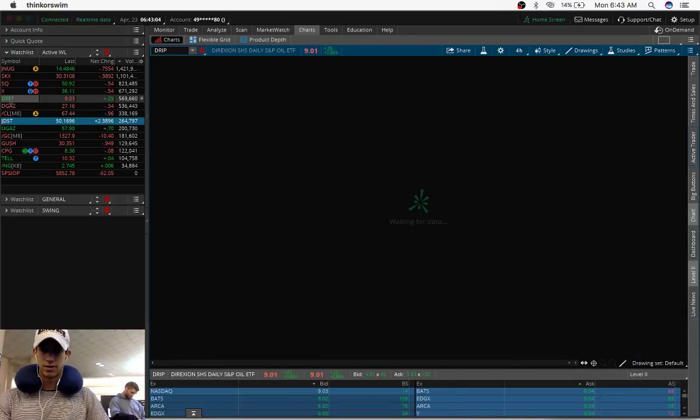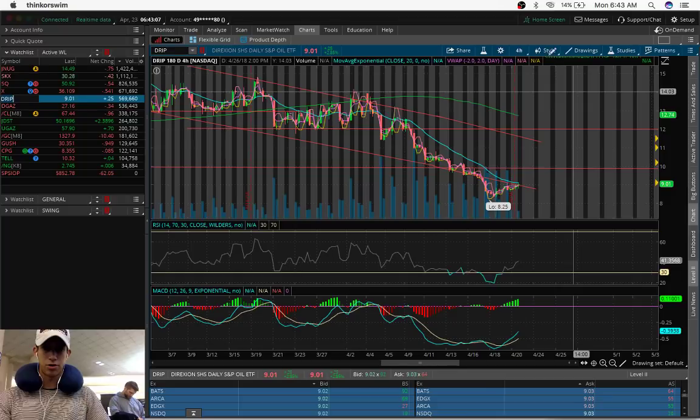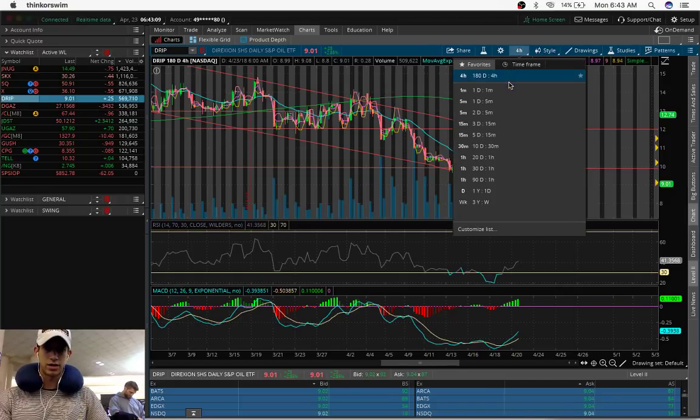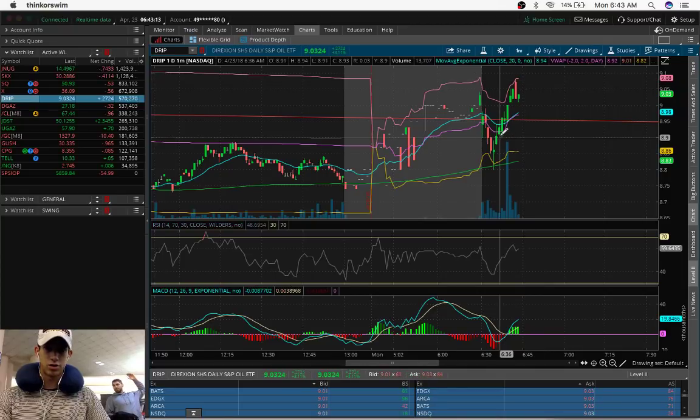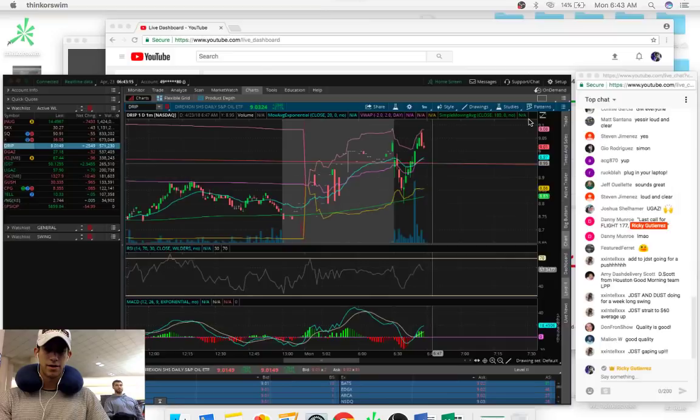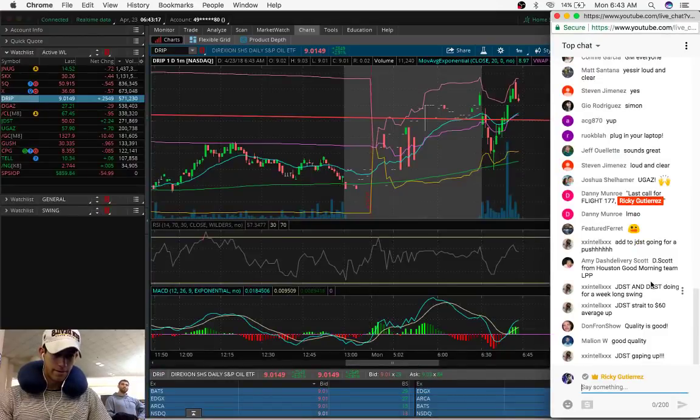So let's see. Looks like I did pretty good with DRIP. Looks like it has hit highs of like 9.07 or something like that. I'm not too sure. What is that? Yeah, it's still progressively holding up above this EMA, so it makes sense. Let's see. So JDST gapping up.